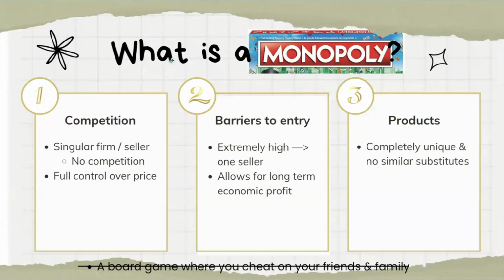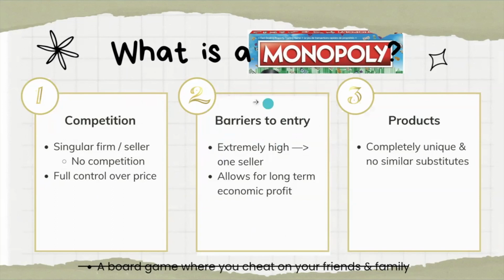So, what is a monopoly? In terms of competition, a monopoly is just a single firm that is dominating the entire market. So, there's no competition within the market. And of course, that means they have the full control over the price of their product. Their barriers of entries are extremely high because there's only one seller.